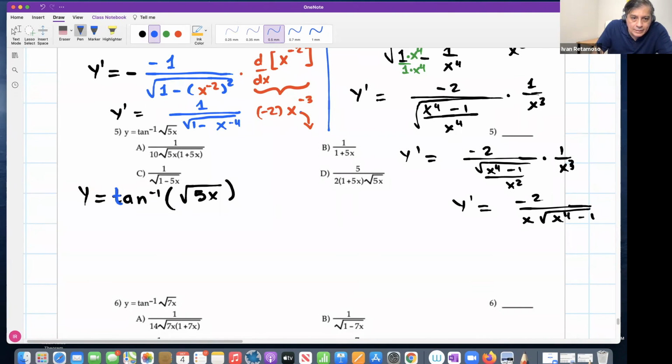Well, the first function, the outsidemost function, is tangent inverse, right? Tangent inverse, the outsidemost. After that comes the square root function, this. And after that comes the 5 times x linear function, right? So 3 functions here composed. So we gotta be careful here. So start your derivative with the derivative of the outsidemost function, which is tangent inverse, right? Well, what is the derivative of tangent inverse? That is 1 over 1 plus something square.